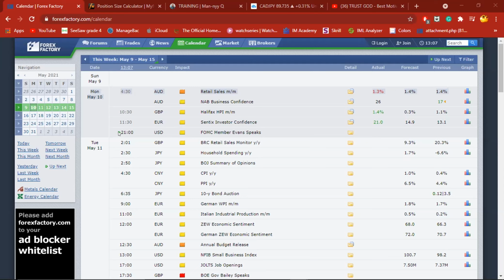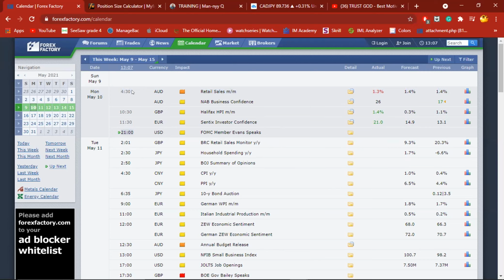And as you can see over here, there's this little green arrow that's telling me the next news will be at 9 o'clock my time here in Kenya. It will be for the USD, where FOMC member Evans speaks. So somebody's going to speak, but it's not expected to affect the USD pair too much, so it's just left as a yellow folder.